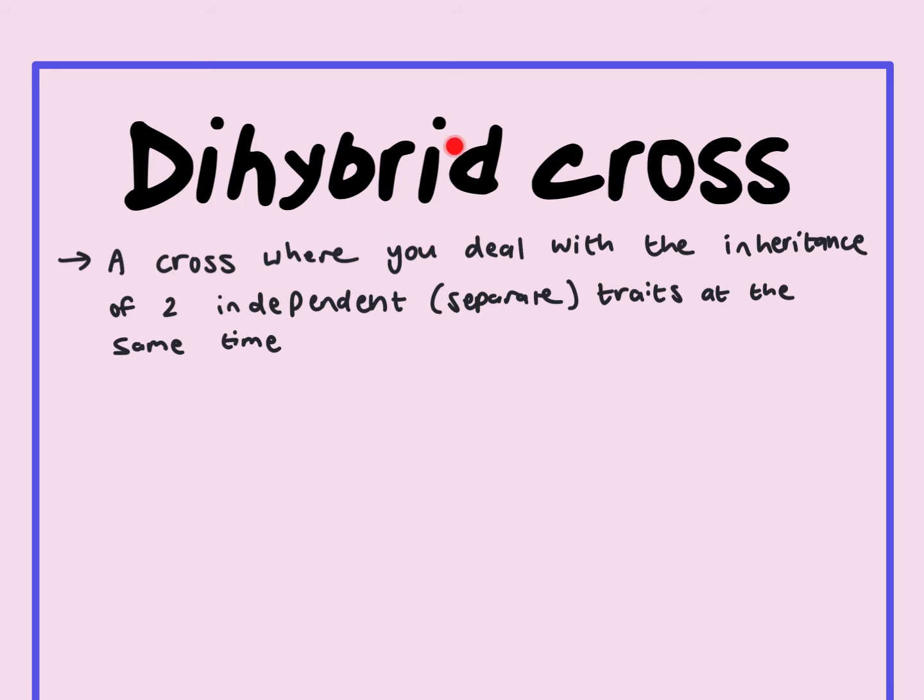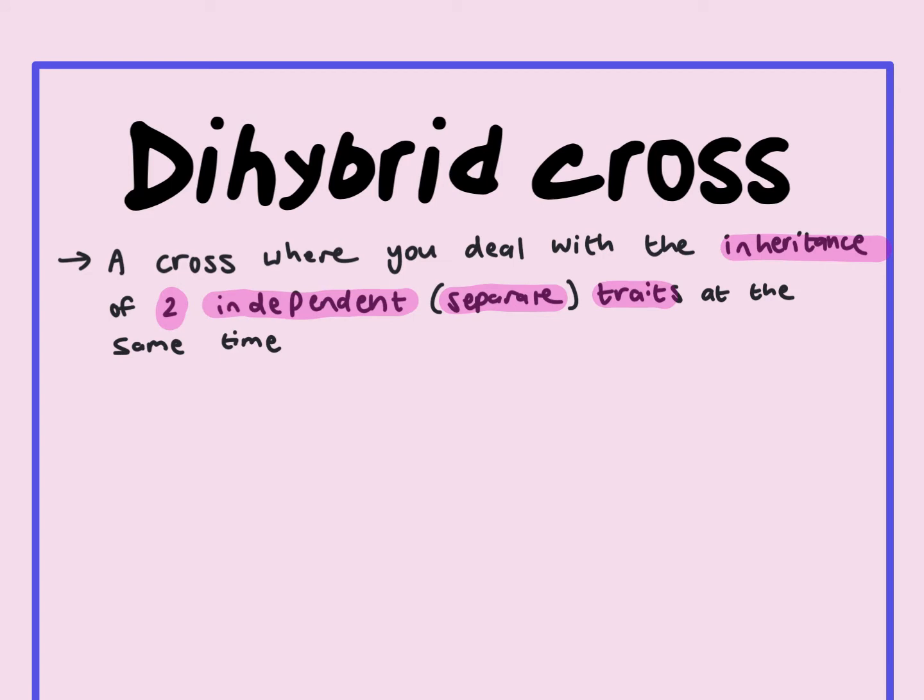So when we're doing a dihybrid cross, it's just one step further than a monohybrid cross. It's still much simpler than it really is, because you have the inheritance of thousands of traits in real life. But here we're looking at a cross where you're dealing with the inheritance of two independent traits. So that's why we call it a dihybrid cross. And the reason I'm saying independent or separate traits is that they do not influence each other in any way.